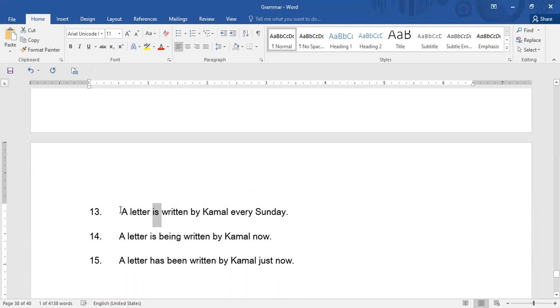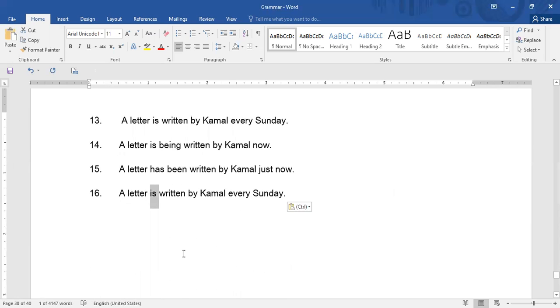A letter is, it should be changed into past. How can you change it? This is was. A letter was written by Kamal. We can put this every Sunday.